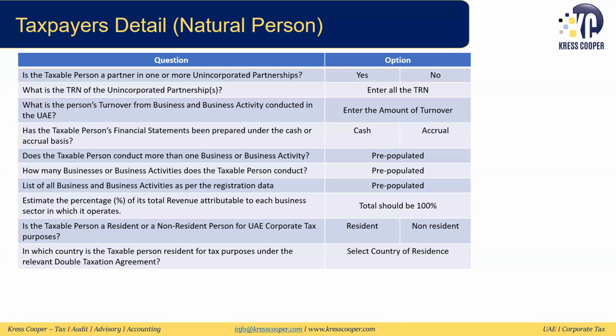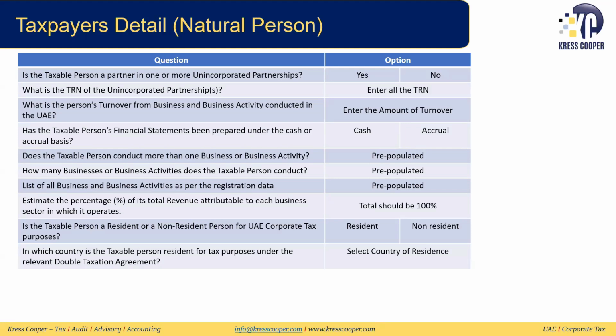Then it is asking what is the person's turnover from business and business activity conducted in the UAE. Now, we know that for a natural person, only if their turnover is exceeding 1 million will they be required to register for corporate tax, and corporate tax will be applicable on them. So here they're asking you to put the amount of turnover. Then the relevant questions will pop up. For example, if you enter the turnover as less than 1 million, then the return will be modified, and they will not ask you further questions or ask you to fill the full return.